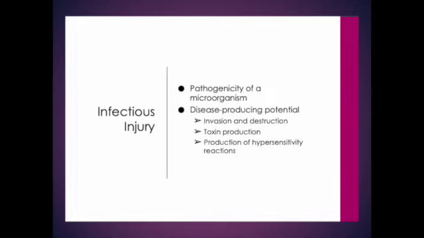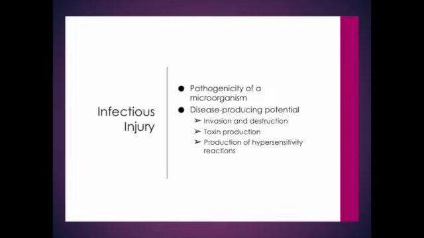Now, infectious injuries have to do with the pathogenicity of the microorganism. So not all microorganisms would cause an infection. Disease-producing potential, which is another way to say pathogenicity, refers to the ability of a microorganism to cause disease in the host. So some microorganisms are very highly pathogenic and have a strong disease-producing potential, and others have a lower pathogenicity and cause milder illnesses.